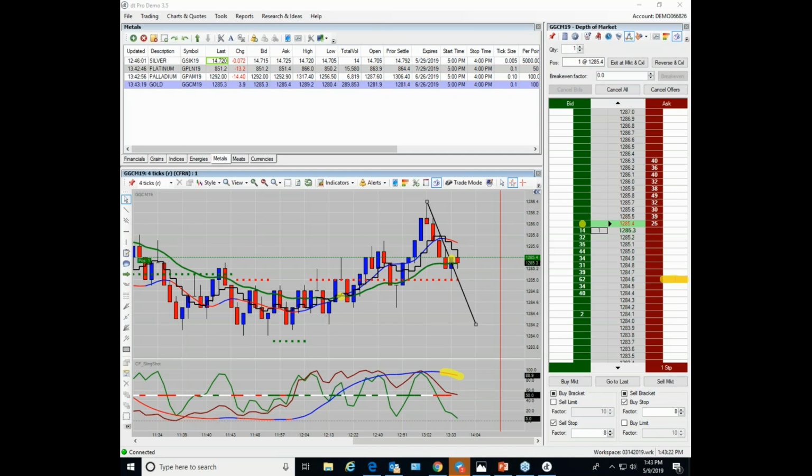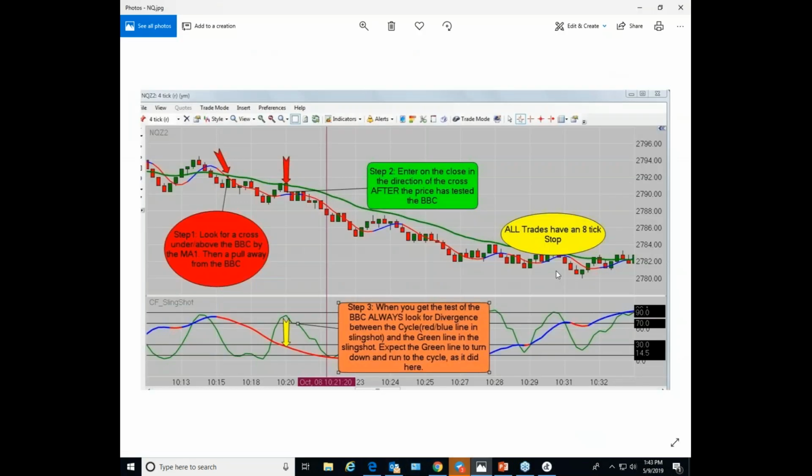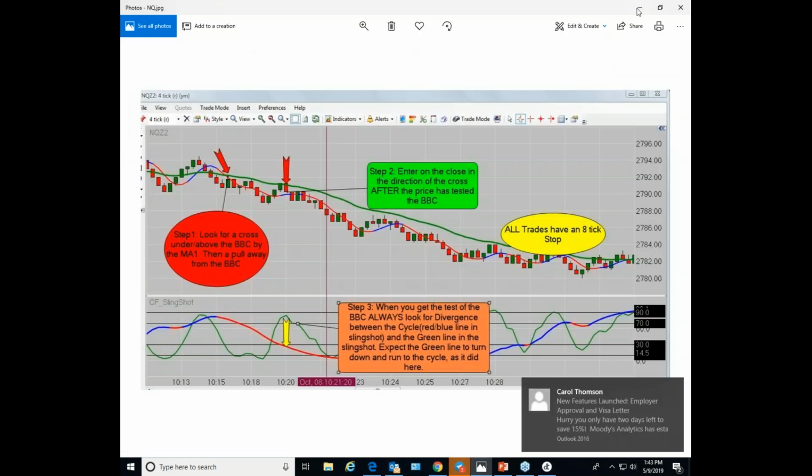So as I said earlier, every trade has an 8-tick stop attached to it, right? Okay. These are the rules, right? All trades have an 8-tick stop.